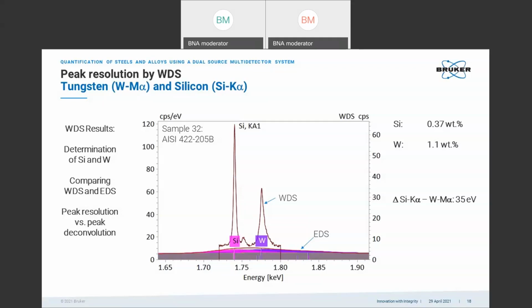What we see here is a range scan across one of the steel standards, AISI 422. This one contains 1% of tungsten and some silicon, and we can nicely resolve these two peaks. EDS has a nice software option, which is, oops, somehow lost my connection here, which is the peak deconvolution.